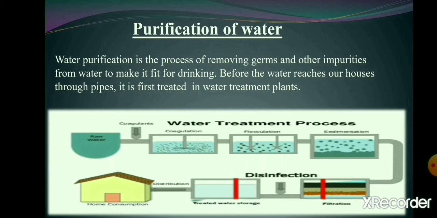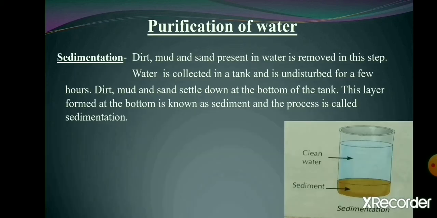Water fit for drinking purpose is called potable water. Every city has a water purification plant. Water from different water bodies like rivers is brought here for filtration. Several steps are followed to purify water. Now children, we are going to study about the different steps which are followed to purify water.